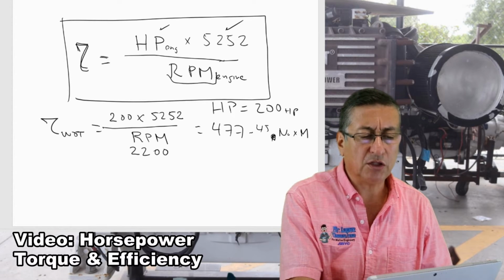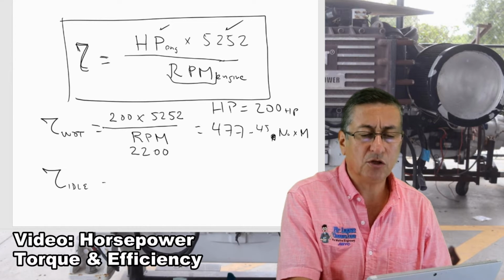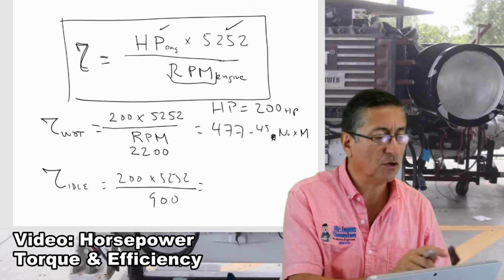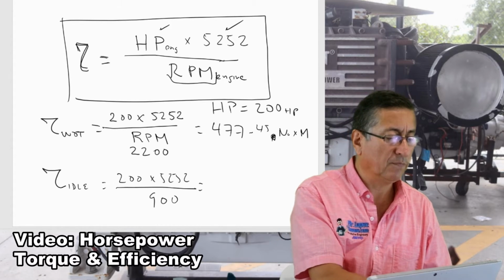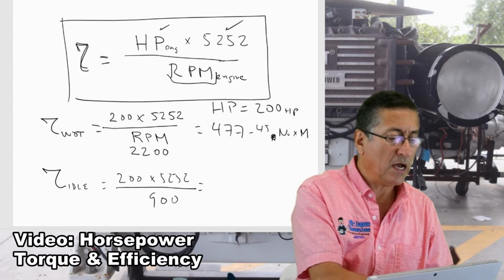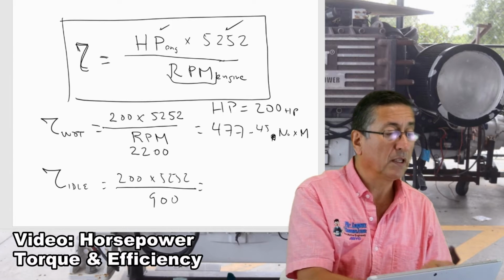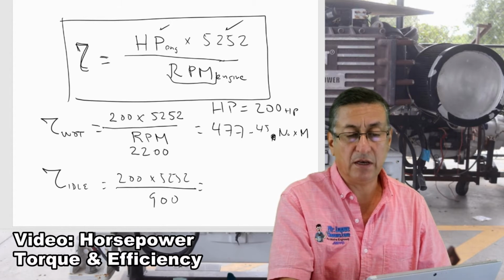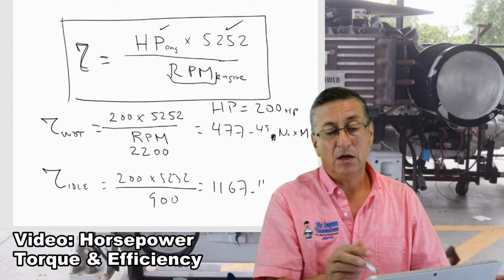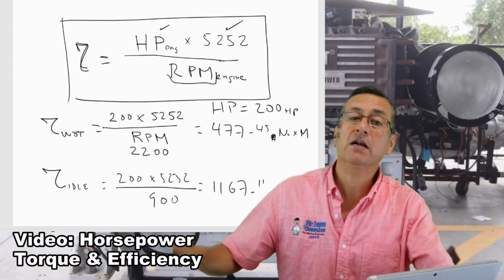Alright, how much is the torque in idle? The torque in idle is 200 times 52 divided by the RPMs in idle, 900. How much is the torque over there? It is 200 times 52 divided by 900, and it is 1167.11. Alright, what torque is bigger?